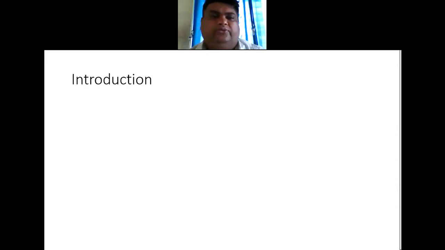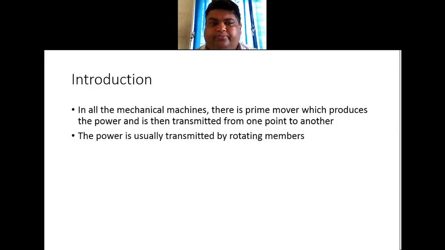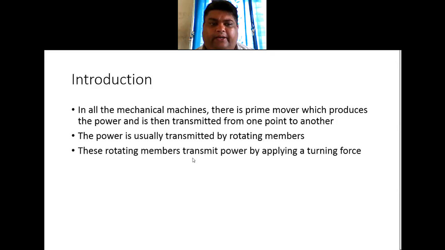So let us see the introduction to torsion. In all the mechanical machines, there is a prime mover which produces the power, and it is then transmitted from one point to another point, right? So there are different types of mechanisms that are used for this transmission. And in all this, the power is usually transmitted by rotating members. To be specific, the shafts, right?